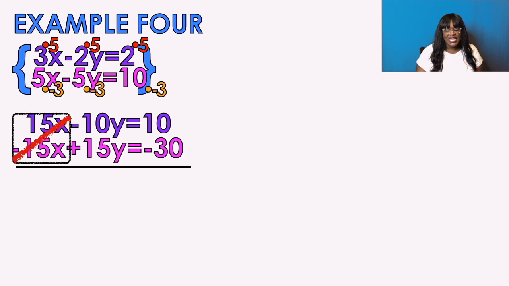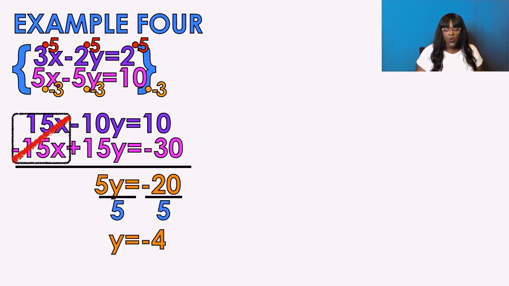And we're going to add down. So -10 plus 15 is going to give me 5y equals negative 20. And then I'm going to divide by 5. Y equals negative 4. So that's half my answer. So now what do I do with that y equals negative 4? Well, I go ahead and I plug it in.